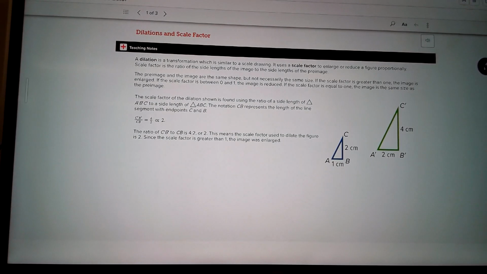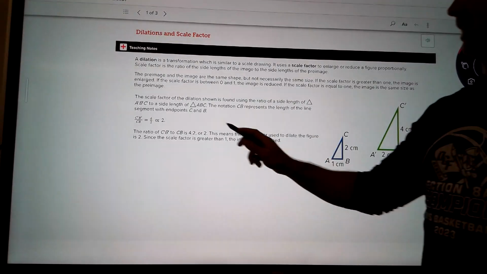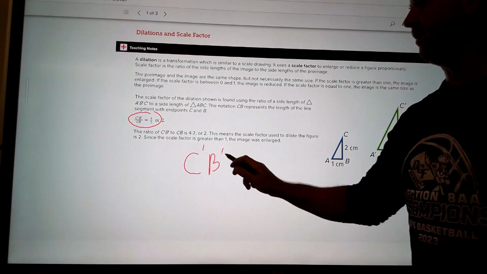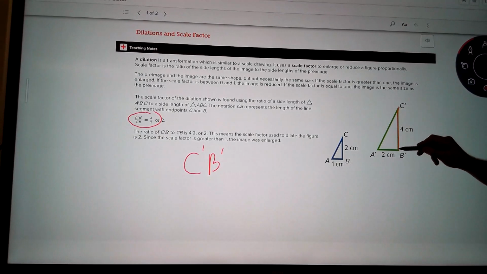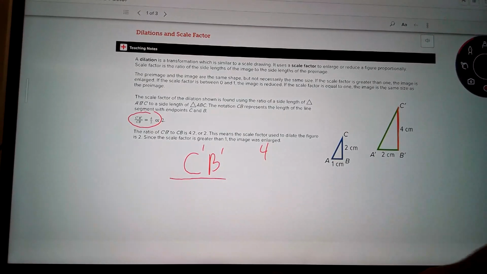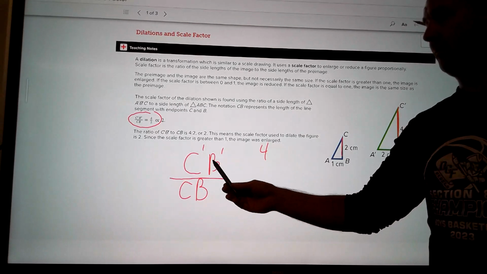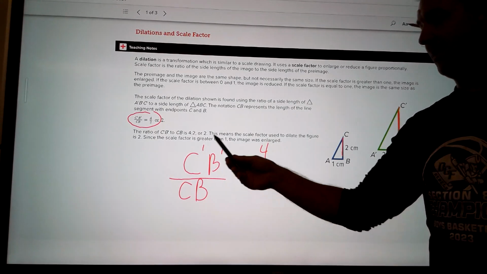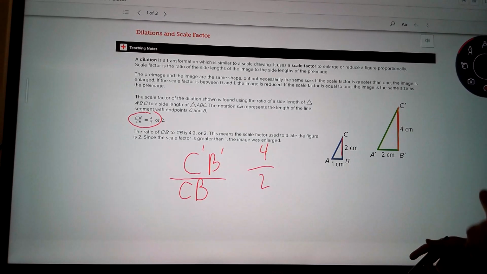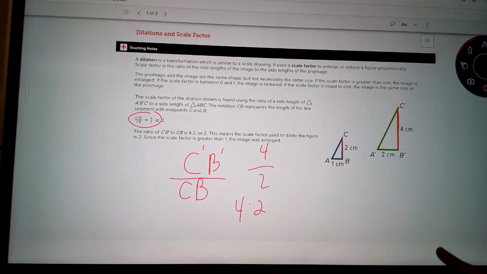So if we want to find the actual scale factor of the dilation, if we look at this, I know it's very small to see, it has your C prime, B prime, so we're just asking how long is side C prime B prime? That is 4. We put that over side CB. So what you'll notice is we do the image divided by the original. The image divided by the original. So that was 4 over 2. So we could say the scale factor is 4 to 2. I could also write it like this, 4 to 2. But we should try to reduce if we can.